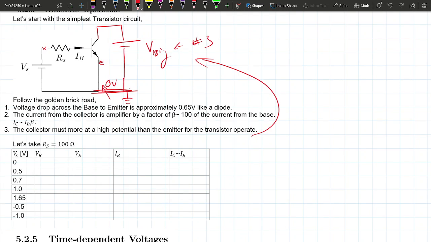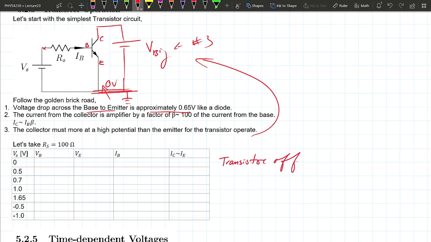Put E here. You're going to put a little B here, put a little C here. What will the voltage difference between the base and emitter be in that case, if they're both at 0? What's the difference between 0 and 0? 0. Okay, so in this case, the base and emitter do not have the voltage difference of 0.65 volts. In this case, the transistor is actually completely off.